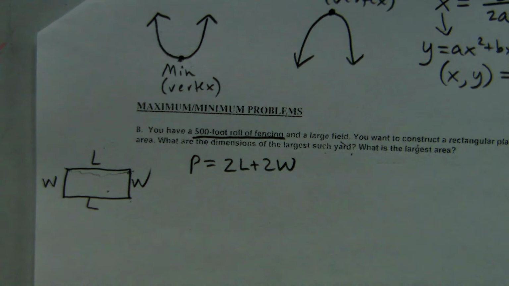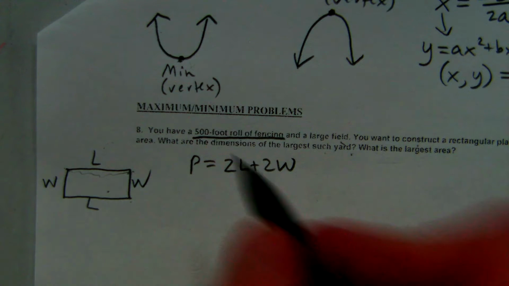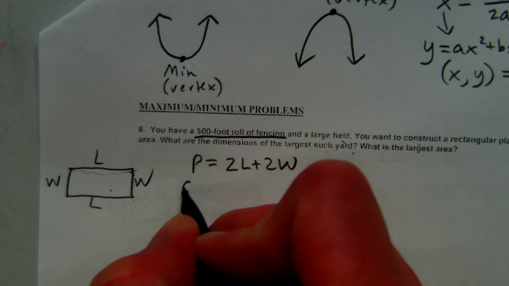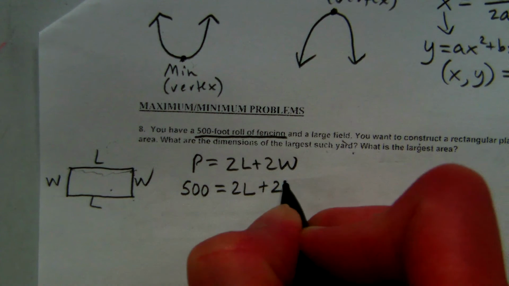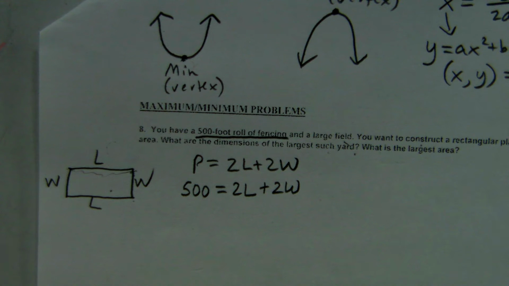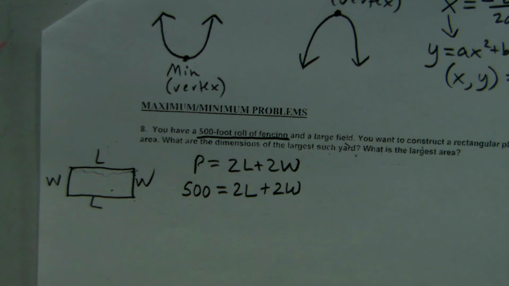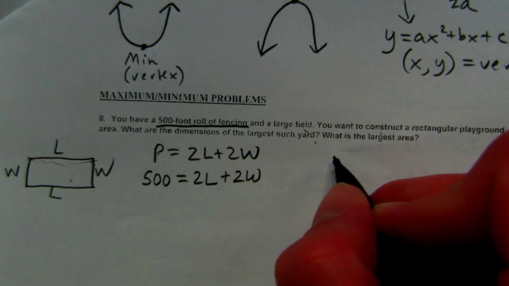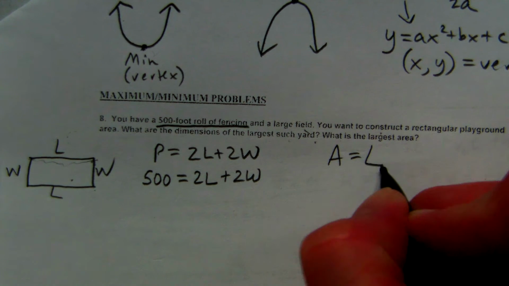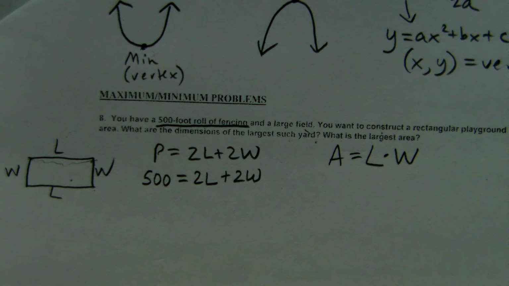And so we're trying to figure out what that 500, which will be our perimeter, how we can do the dimensions to get the maximum area. So instead of P, we can substitute in that 500. So 500 feet will be the 2 lengths and the 2 widths. Now that doesn't help us a whole lot until we also realize that we're trying to maximize area. So the area is length times width. Everybody agrees with that?